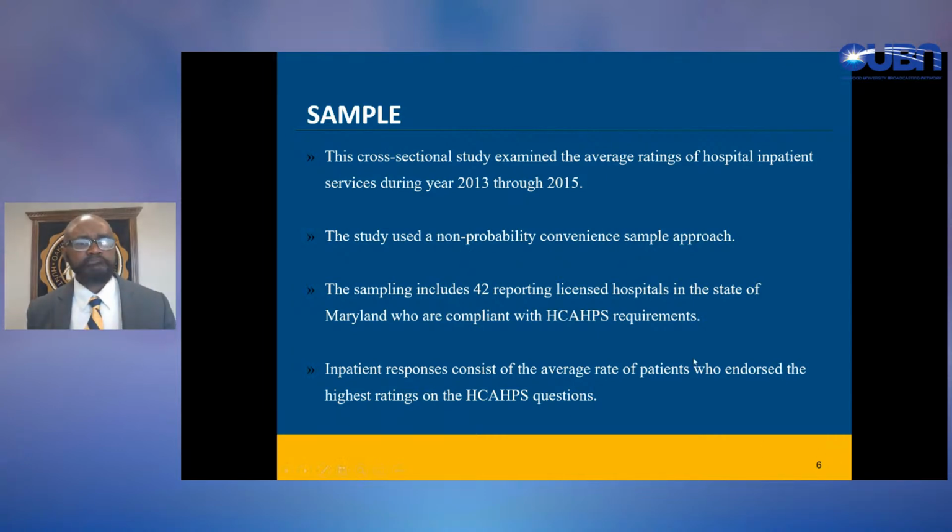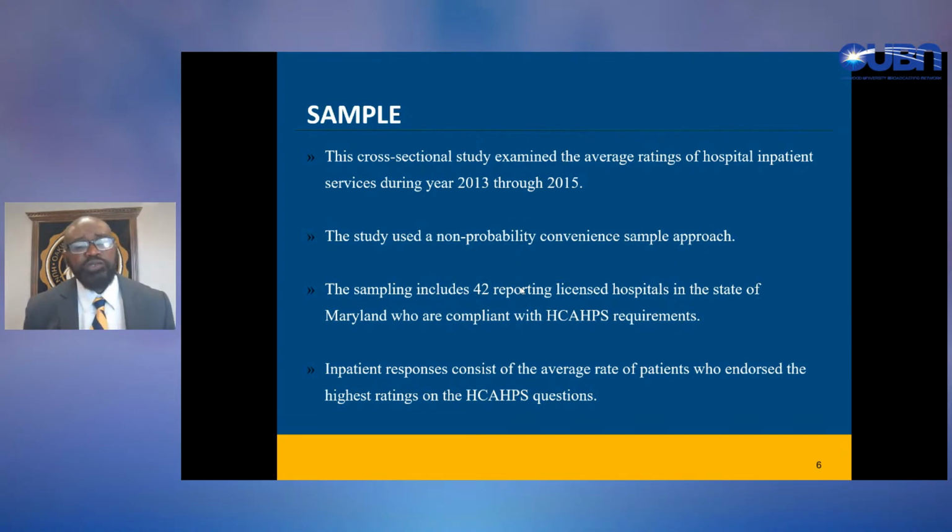Okay, so we use a non-probability convenience sample. There were over 47 hospitals. I think I have that right there. Yeah, 47. And for those 47, I had to clean the data. I had to look at whether a hospital submitted a report or not. If the report wasn't there, then I had to exclude the hospital. And that brought me down to 42 hospitals. I think that number is within the limit for this type of study as well.